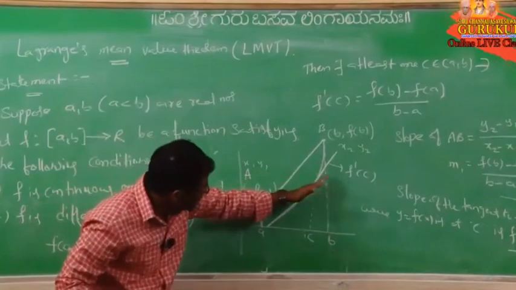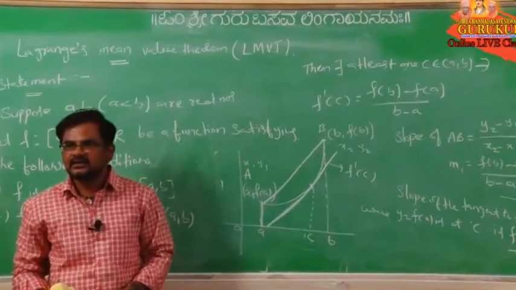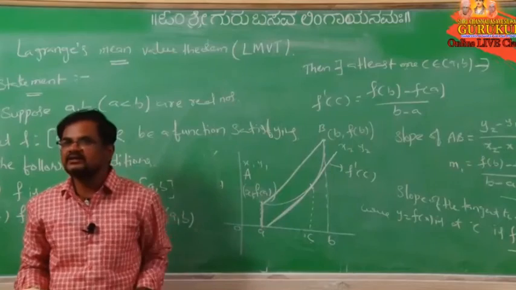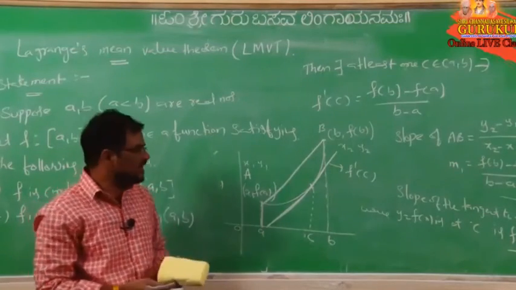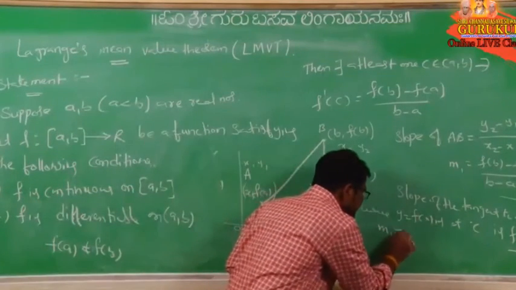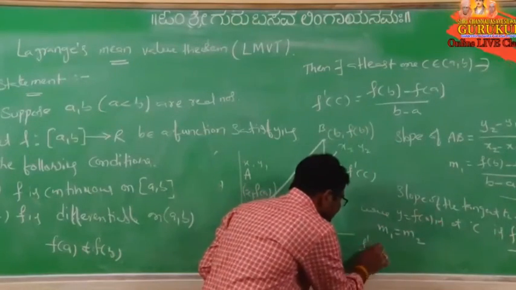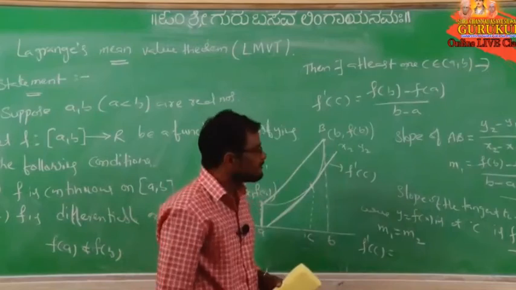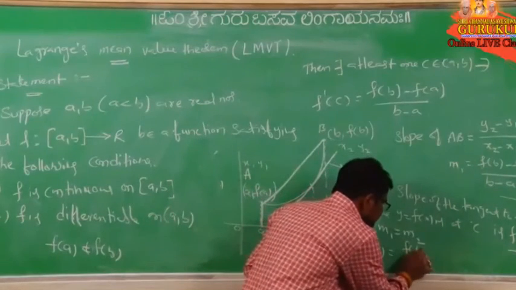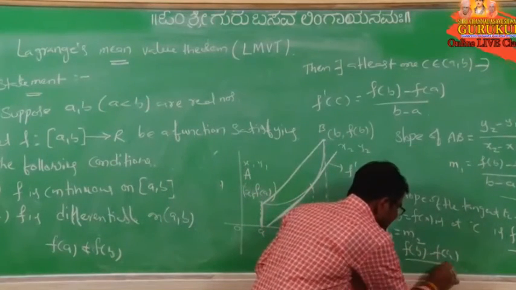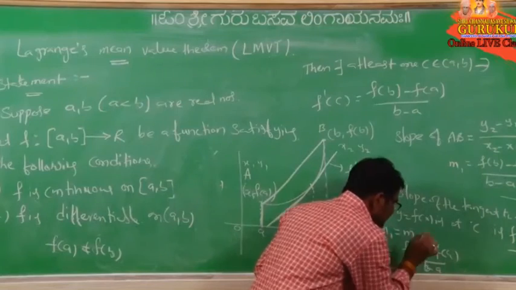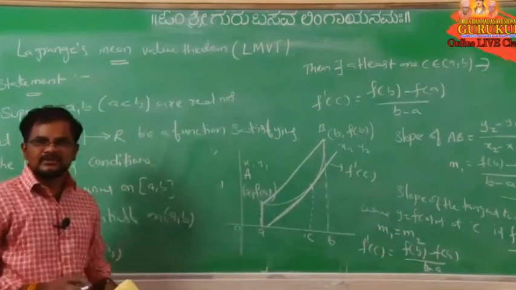Means this line is parallel to this line or not? If two lines are parallel, then what? Slopes are equal, means m1 equal to m2. So here m2 is f dash of c equal to m1, f of b minus f of a divided by b minus a. Got or not?